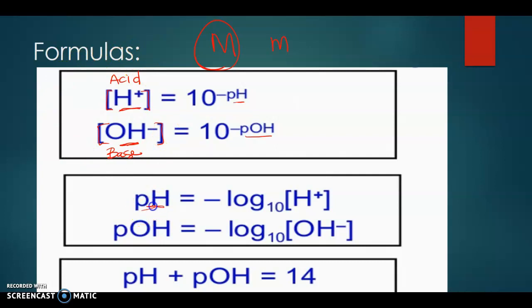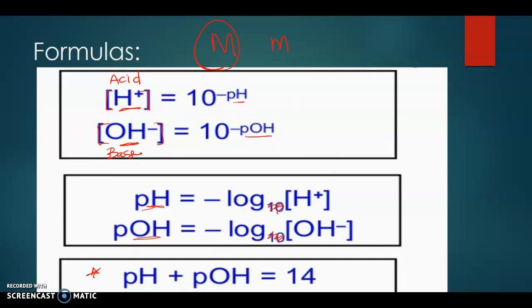In finding what the pH or the pOH is, this is the formula you would use. To find pH, it's the negative log of the concentration of H. Now it's log base 10, but that's understood, so you don't have to write that. Same thing for pOH: it's the negative log of the concentration of OH. And if you're given one and you want to go to the other, this last formula will be helpful: pH plus pOH equals 14. That's where the pH scale to 14 comes in handy.